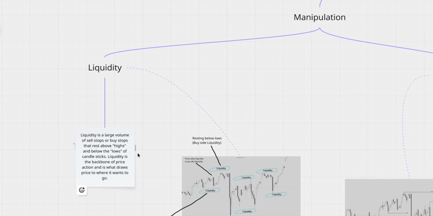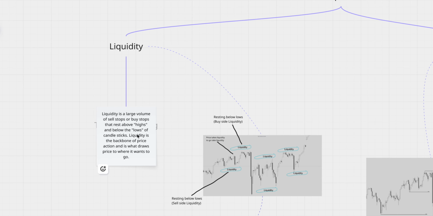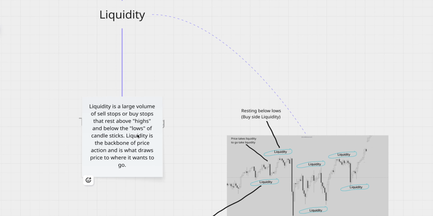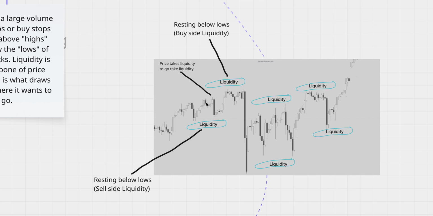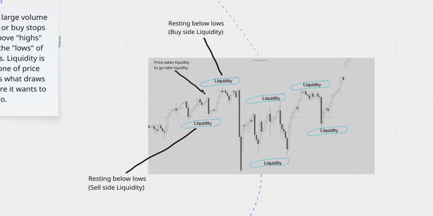All right, first step of knowing what manipulation is: liquidity. Liquidity is a large volume of sell stops or buy stops that rest above highs and below lows of the candlesticks. Liquidity is the backbone of price action, and it's what draws price to where it wants to go. As you can see in this picture, this is a visual representation of what liquidity is.